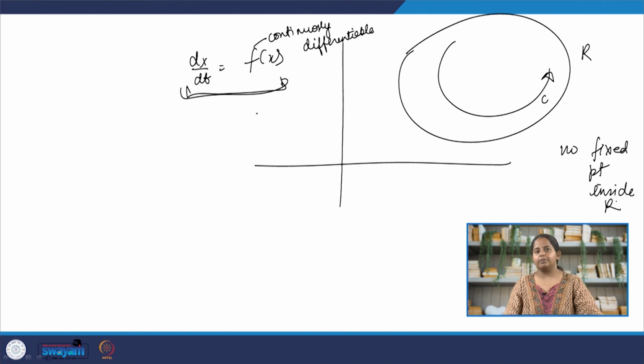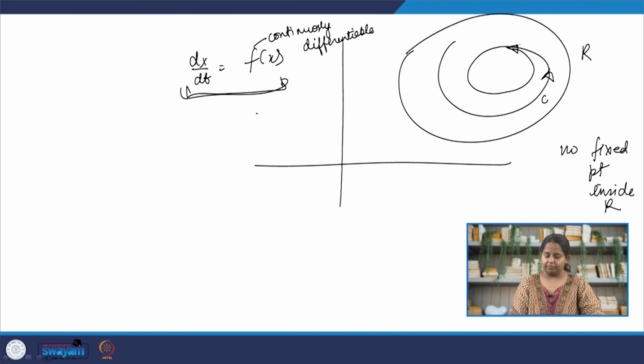So if there is no fixed point inside R, then there are only two possibilities. Possibility 1: either C itself is an orbit. Possibility 2: C finds and joins an orbit. So if there is no fixed point, there is an orbit. And if there is a fixed point, then it could be a stable or unstable fixed point.